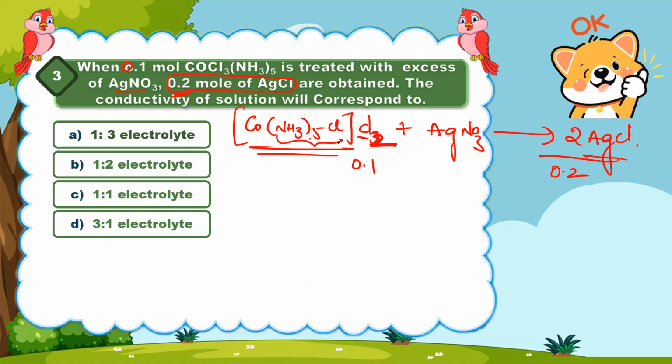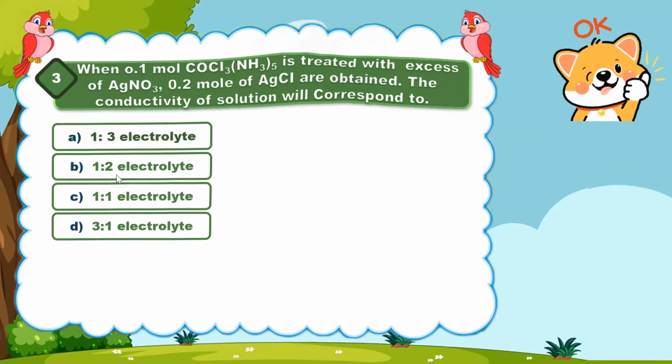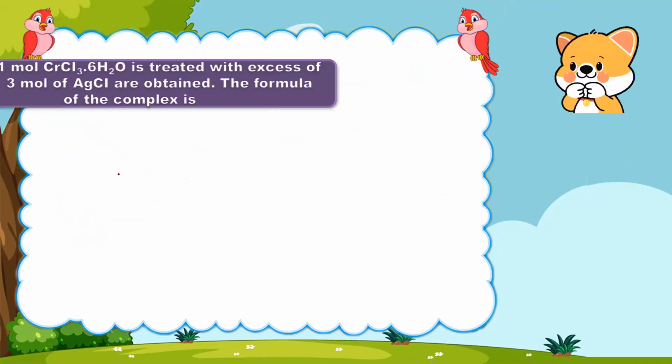What type of solution is this? It is 1 ion which is present inside the coordination sphere. It won't break, so it is 1, and it is producing 2 chloride ions, so it is a 1:2 type of electrolyte. Let's see question number 4.